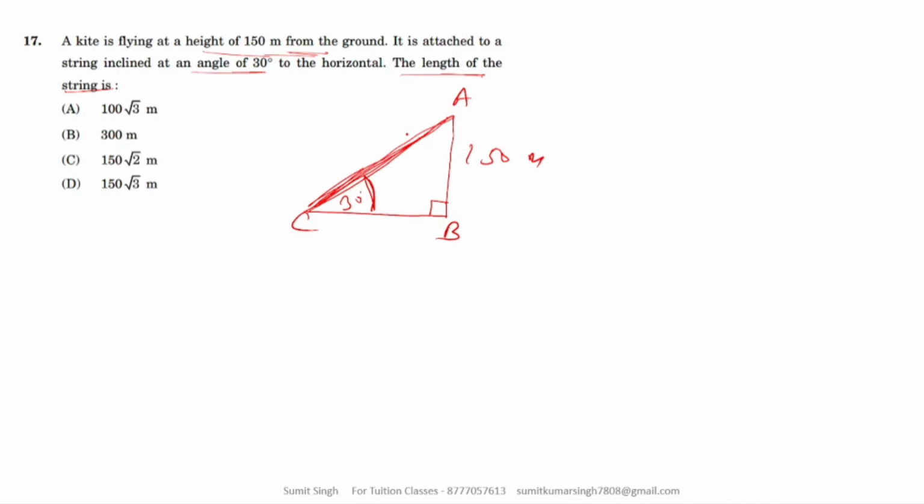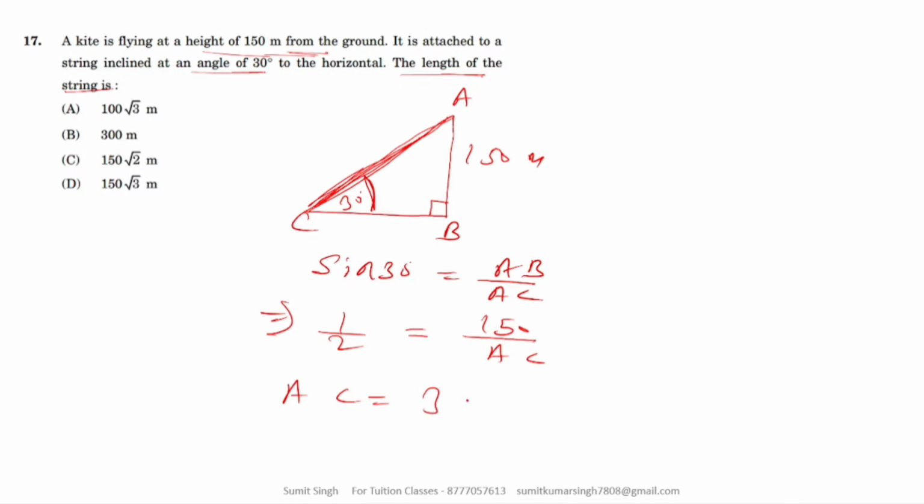So perpendicular and hypotenuse, we will use the sine trigonometric function here. So sine 30 degrees will be equal to AB by AC. Now we will substitute the values. Sine 30, we know its value is 1 by 2. AB is 150 meters, that is given. AC is basically the length of the string. So AC will be 2 times 150, that will give us 300 meters. In this way we can say that the correct answer for this question will be option B.